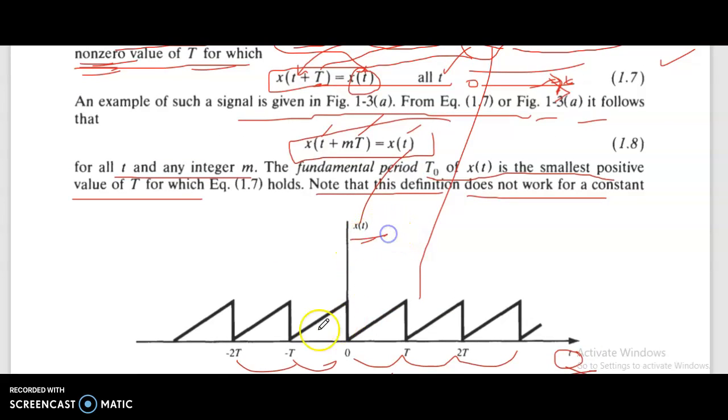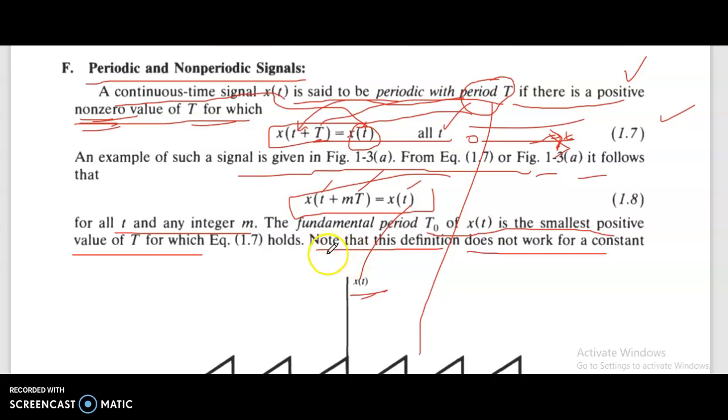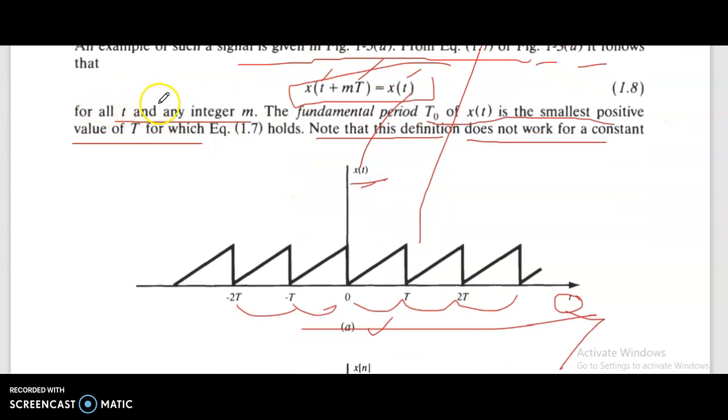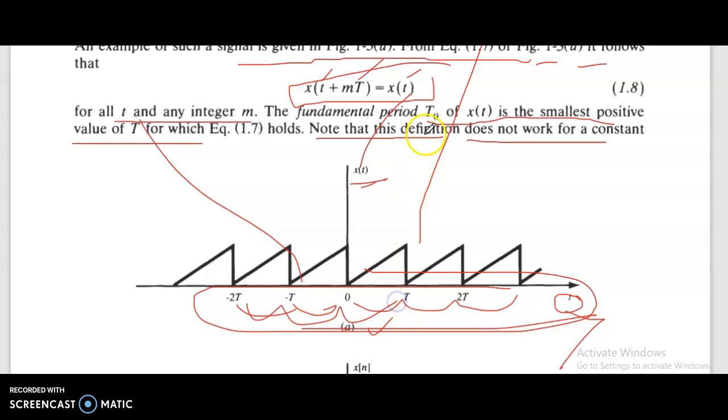X of t is a continuous signal, for all t and any integer m. The fundamental period T naught can be seen from here to here, from here to here, from here to here.